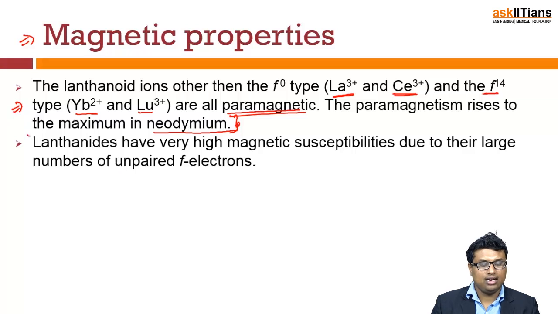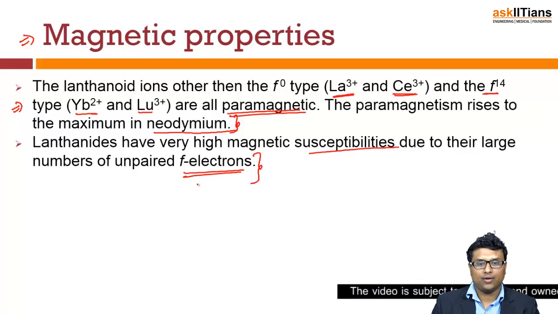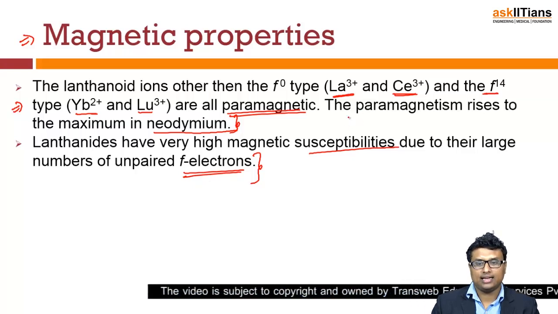The next important thing is that the lanthanides have very high magnetic susceptibilities. Why? Because of the large number of unpaired f electrons. The larger the number of unpaired f electrons, the higher the magnetic susceptibility.